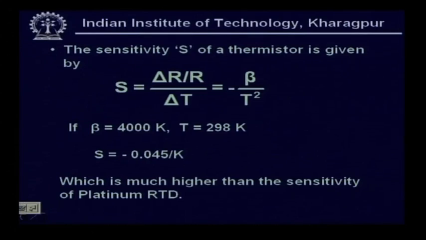and this is much higher than the sensitivity of platinum RTD. Platinum RTD is not that sensitive, because both are resistive sensors. As you know, RTD is basically a resistance temperature detector. The sensitivity of the thermistor is much higher, so it helps to measure very small differences of temperature.